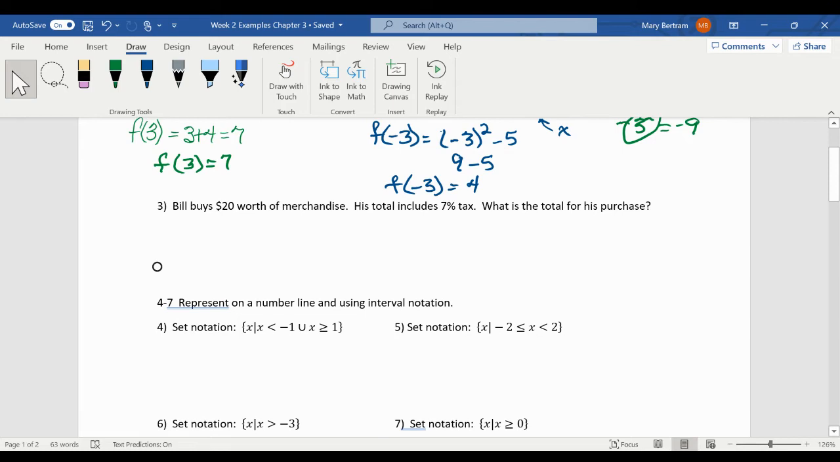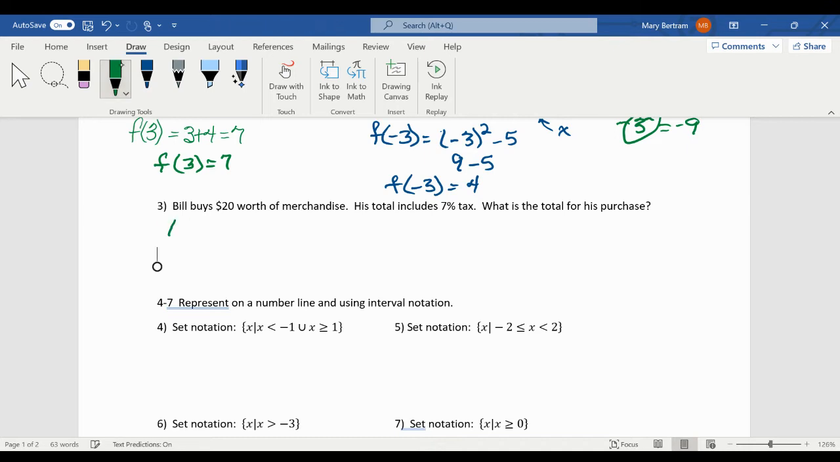All right, here we have a purchase being made with $20 worth of merchandise, and they're going to include 7% sales tax or tack that on at the end. So you got your $20 worth of merchandise, adding sales tax to it, and we're going to figure out what that total would be. So we could complete it in 2 steps.